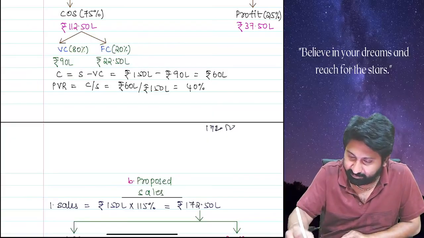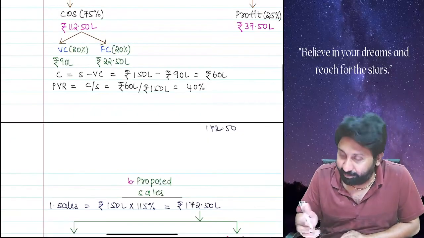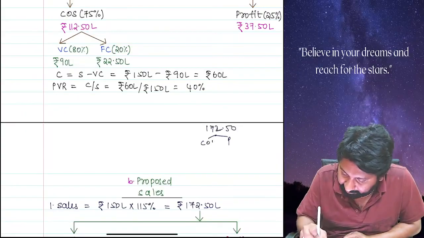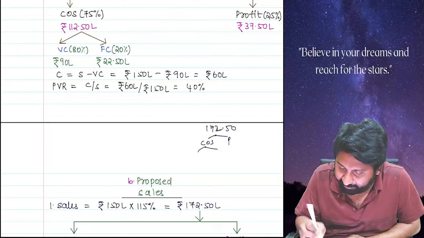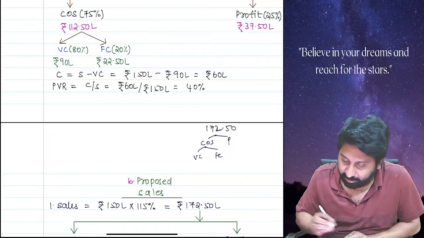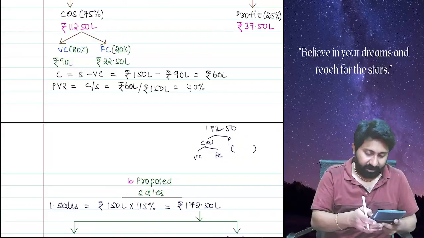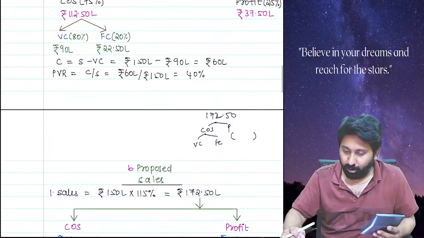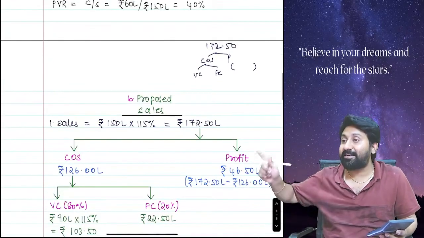172.5 will be divided into two parts. One is the profit, another one is the cost of sale. Cost of sale will be divided into two: one is variable cost, another one is fixed cost. Remaining part will be the profit part. 172.5 into 0.25, if you multiply, you will get 43.125. But the real answer is 46.5.